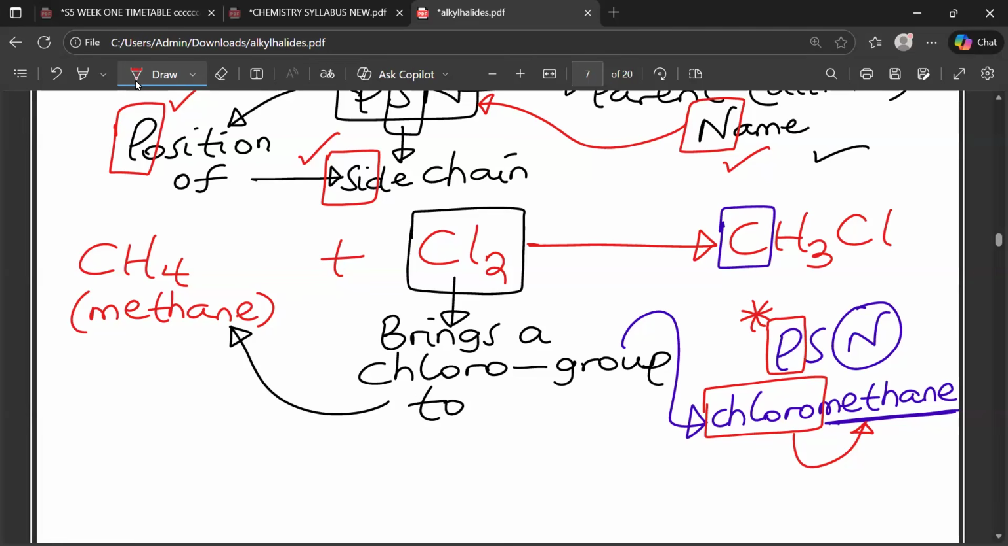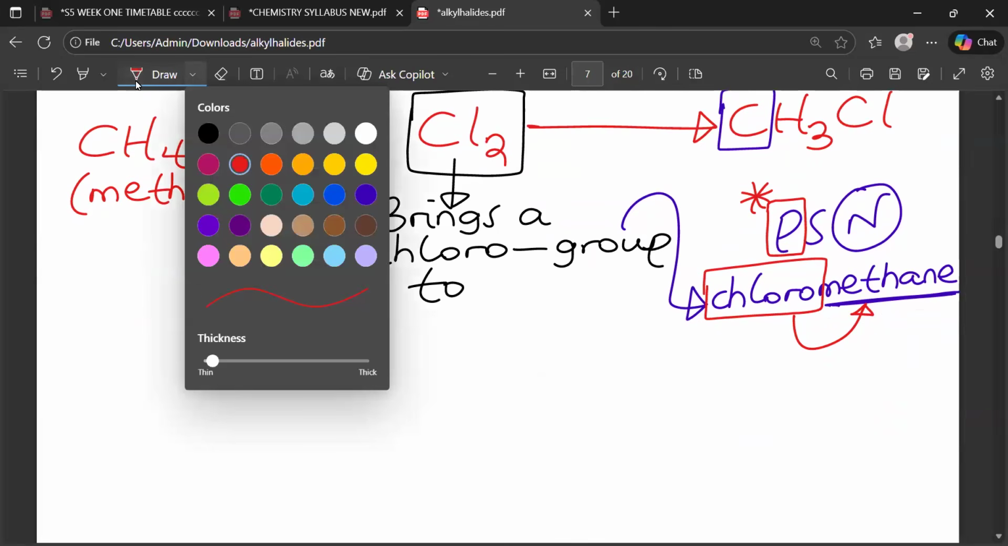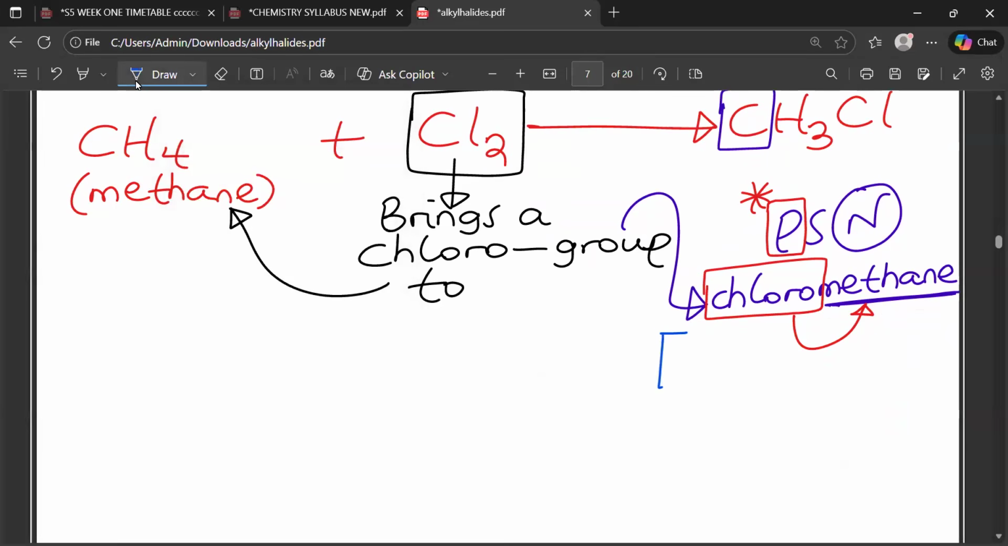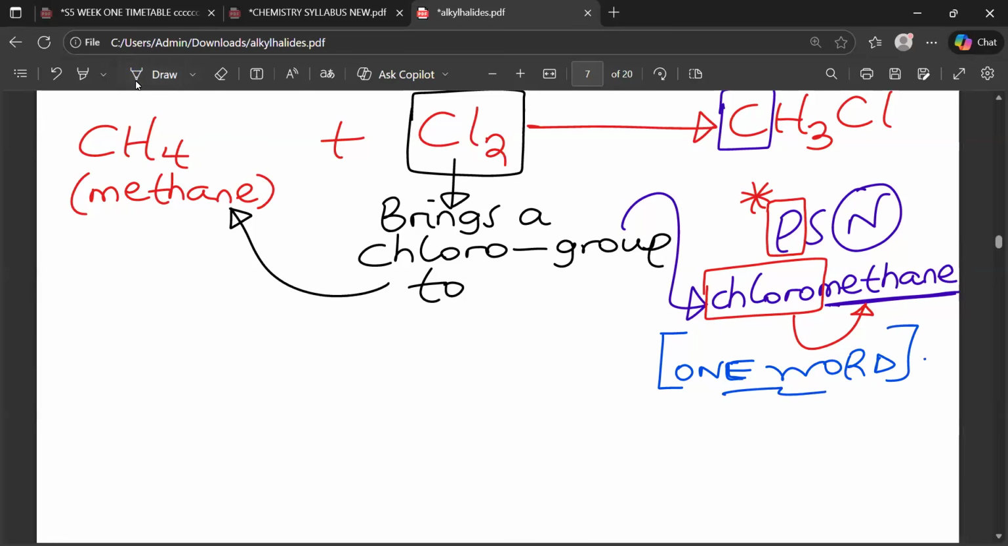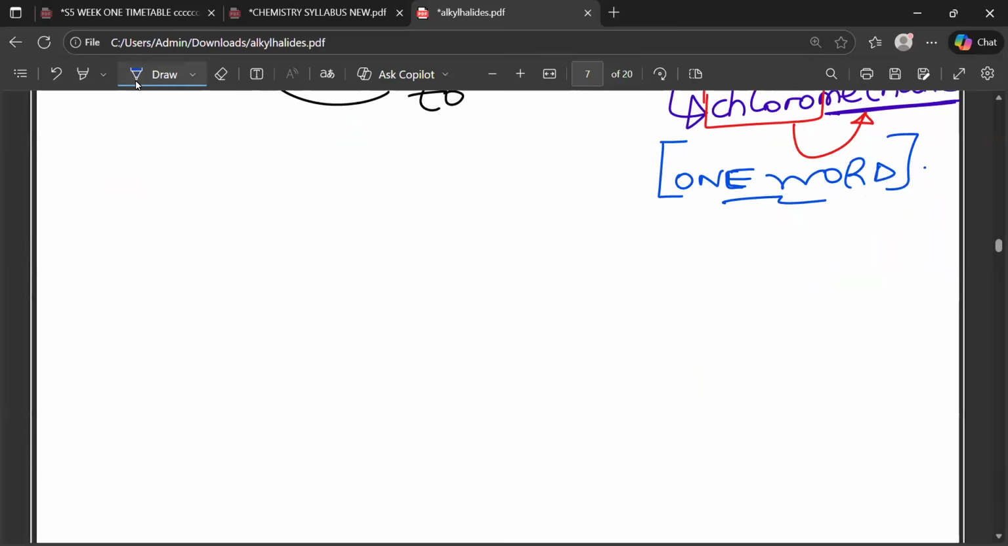So you simply say the chloro group has found its way in methane, so chloromethane. So you leave the methyl chloride. Methyl chloride was there to show us how the word alkyl halide was brought about. But the IUPAC name is chloro what? Methane. And it is one word. It is chloromethane and it is one what? One word. So you put that in consideration.